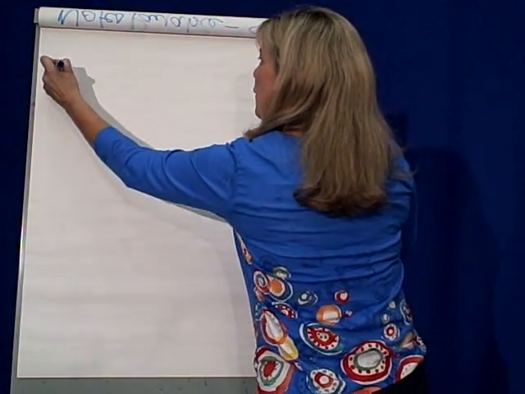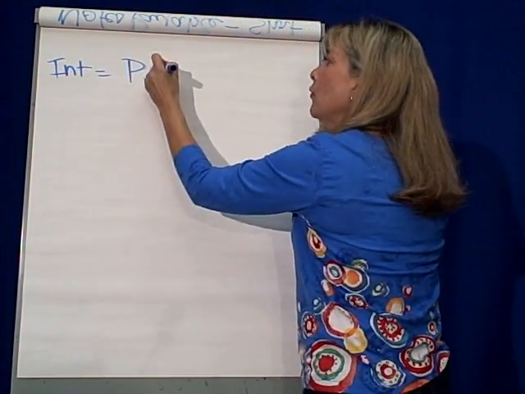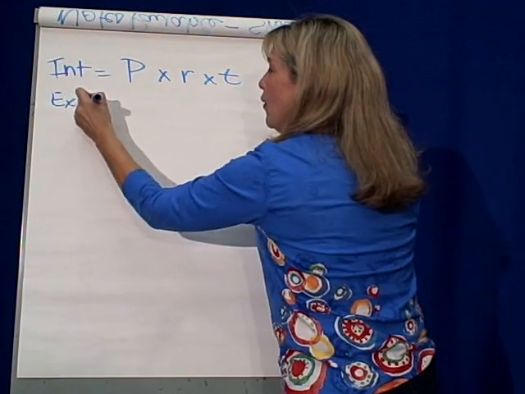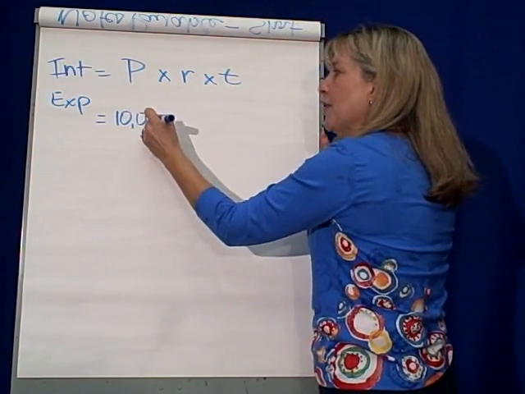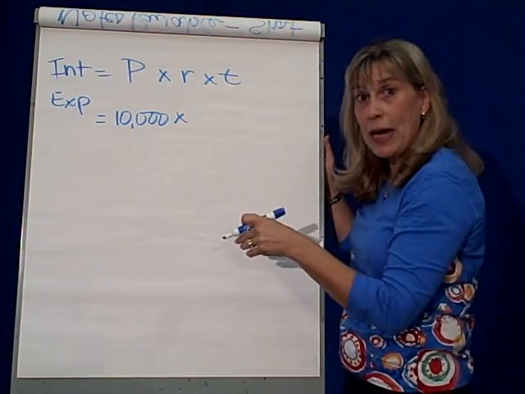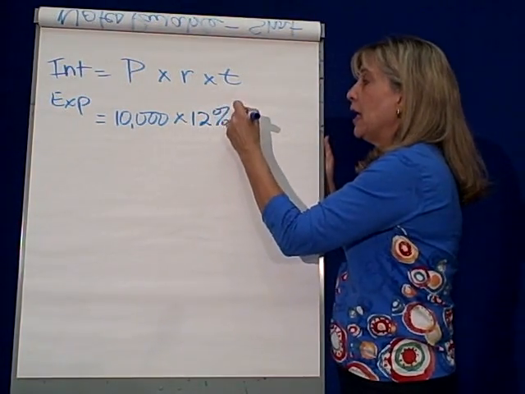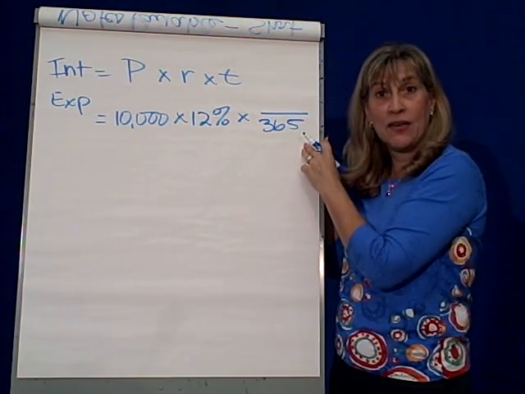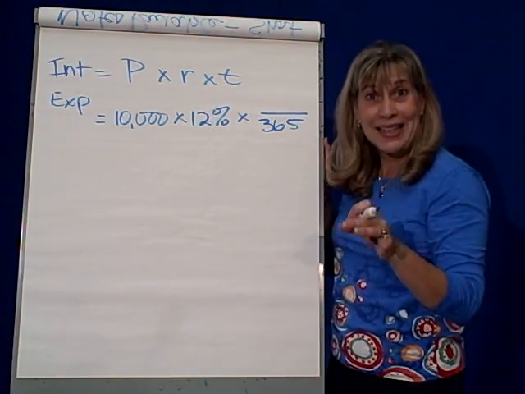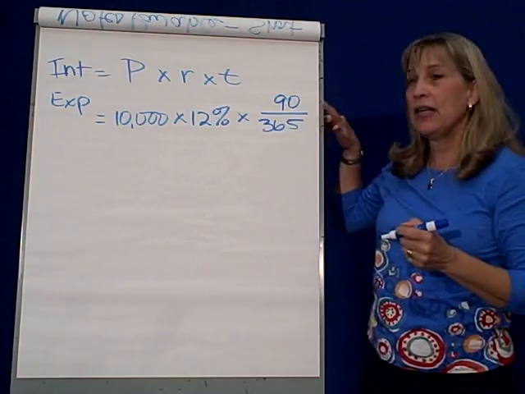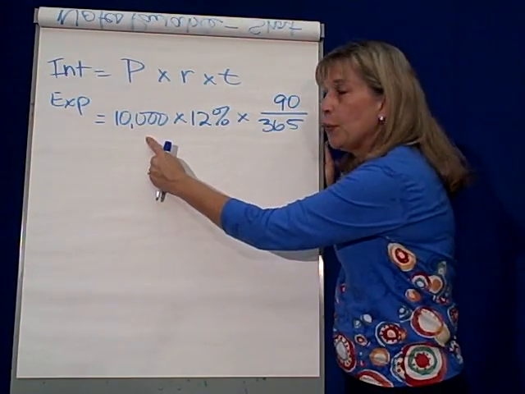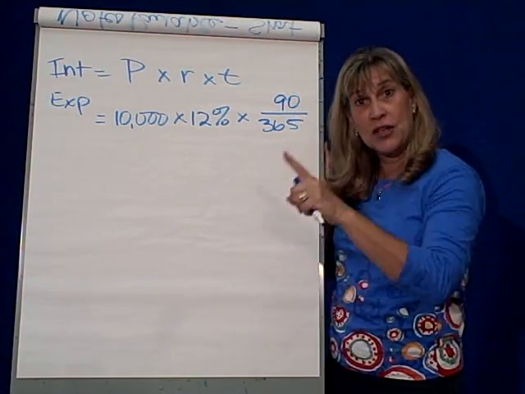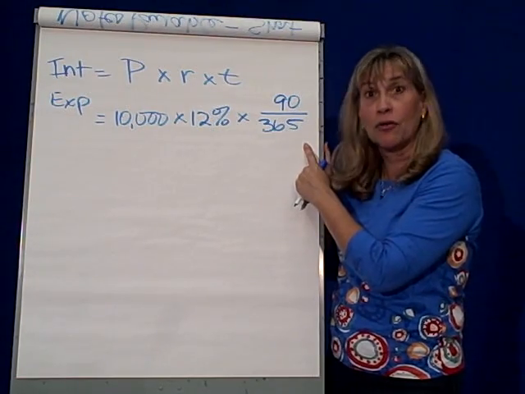Interest is always computed as principal times the rate times the time. Now, this interest expense says that we have a principal amount of $10,000. We had an interest rate of 12%, and the time, since it's for a year, 365 days, and we borrowed this note for 90 days, it's going to be 90 365ths. So principal of $10,000 times 12% interest times 90 days, the length of the note, over how many days are there in a year? 365.